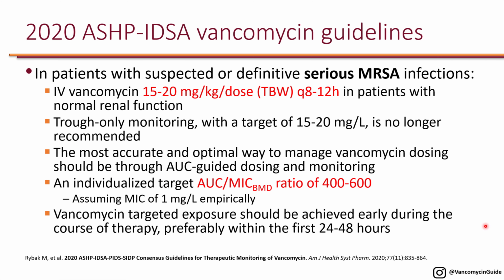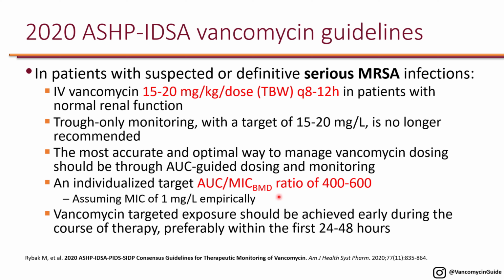Now, in the 2020 ASHP IDSA vancomycin guideline, basically they make the same recommendation of 15 to 20 milligram per kilo per dose using total body weight every 8 to 12 hours in patients with normal renal function. And they do say that trough-only monitoring with a target of 15-20 is no longer recommended. They say that the most accurate and optimal way to manage vancomycin dosing should be through AUC-guided dosing and monitoring, specifically targeting an individualized AUC to MIC ratio of 400 to 600.